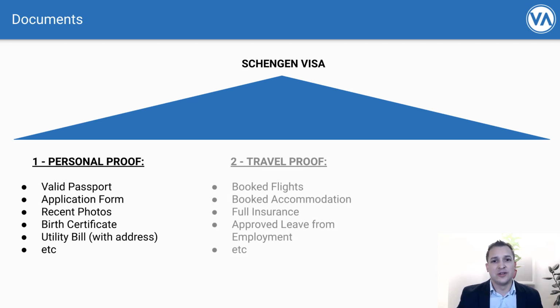The second thing that they look for is to validate that you are traveling and that you're going to come back to the region that you left, right? Too many times there are people who travel and stay, and this is what we call illegal immigrants. And so what the Schengen region embassy or consulate is trying to do is make sure and validate that you are going to return back to your country of residence.